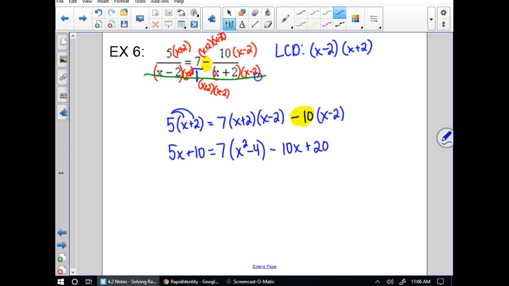And that right there is what most people are going to do wrong, and they're going to have negative 2x minus 20. And they'll miss the problem. Okay? And let's distribute our 7 here. So we got 5x plus 10 equals 7x squared minus 28 minus 10x plus 20.